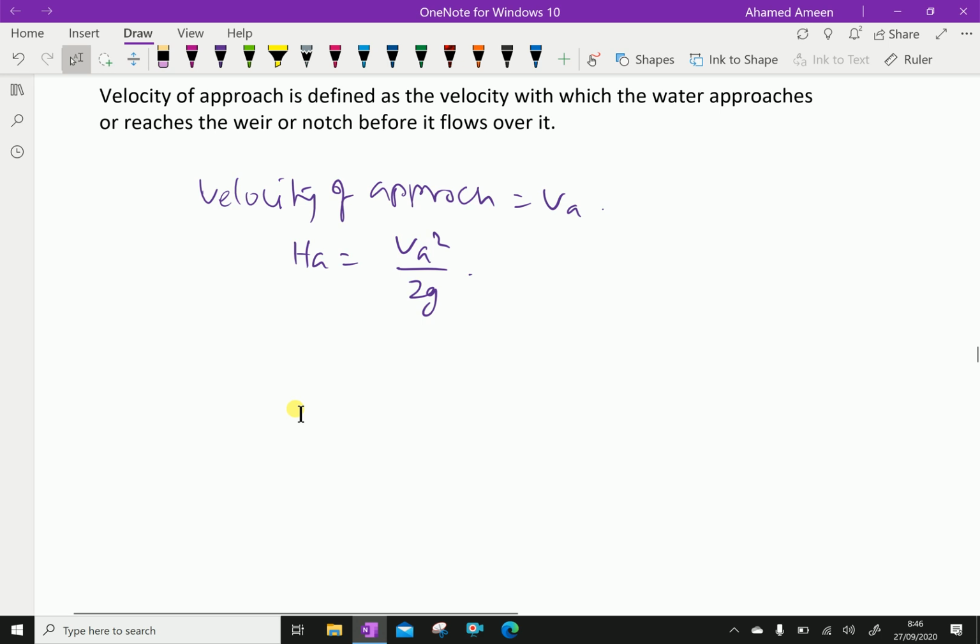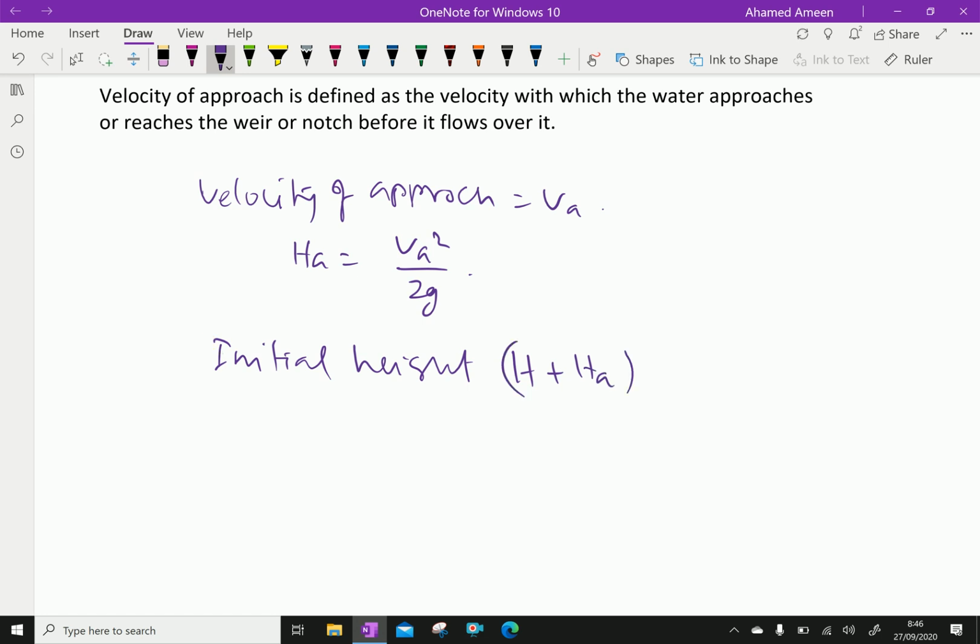Now, when velocity of approach is acting on the water that flows over the notch, the initial height of water over the notch becomes H plus HA. Already the initial height is H, then the new initial height becomes H plus HA. You can write it as small HA.